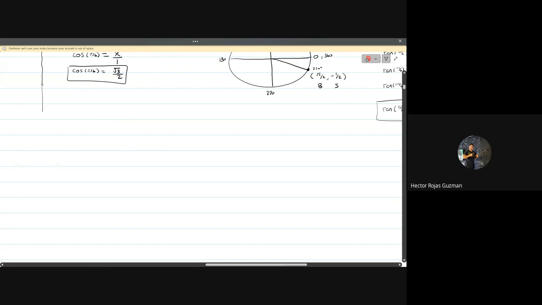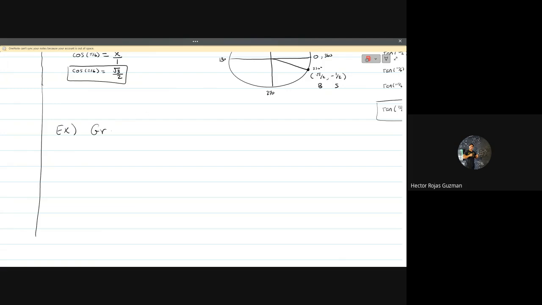Okay. Example. We're going to graph. Oh, no, there's going to be some more notes that I have to give you right now. Y equals, let's say, 3 cosine of something that's not too crazy. Let's just say pi over 2, pi over 2x minus 1. Okay. I'll come back to this in a bit.